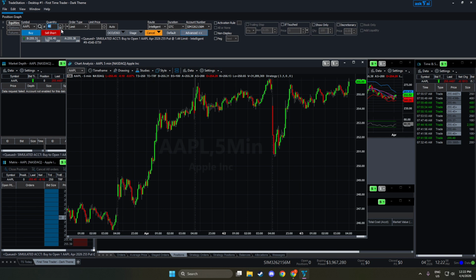Choose your order type. Market and limit are the two most common. A market order prioritizes speed. It will try to fill immediately at the best available price, which can be slightly higher or lower than the last traded price, especially in fast markets.